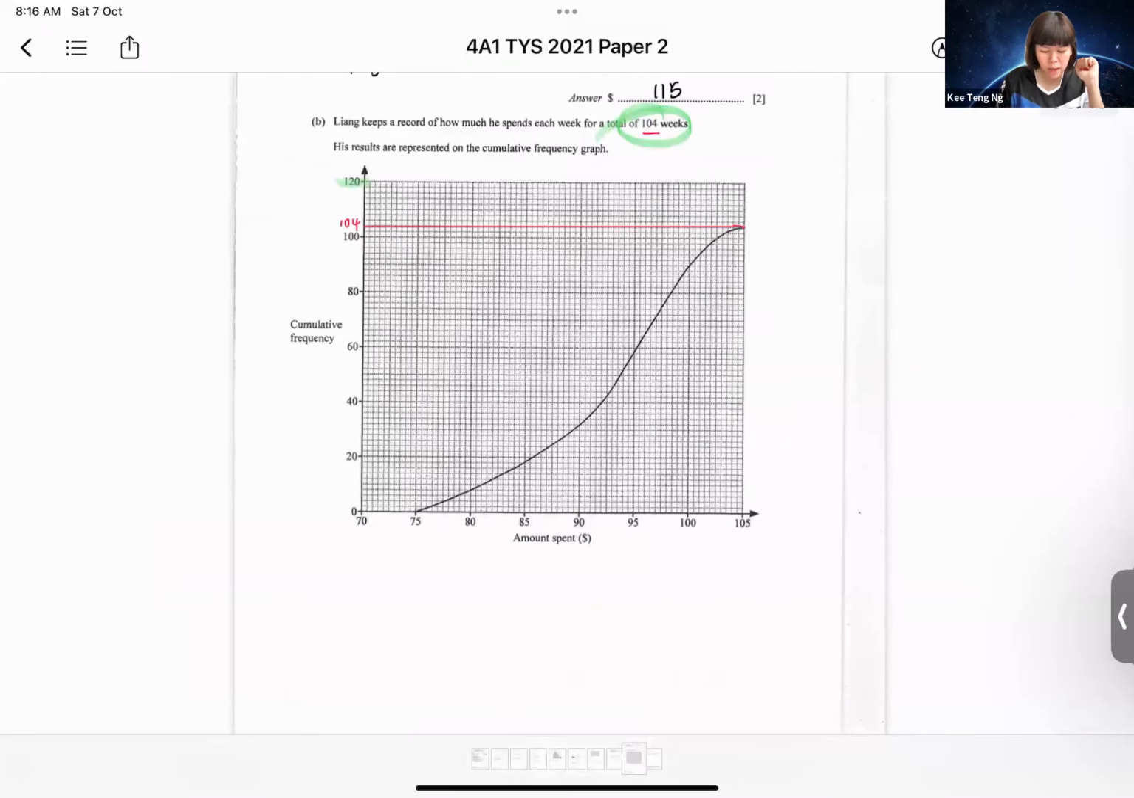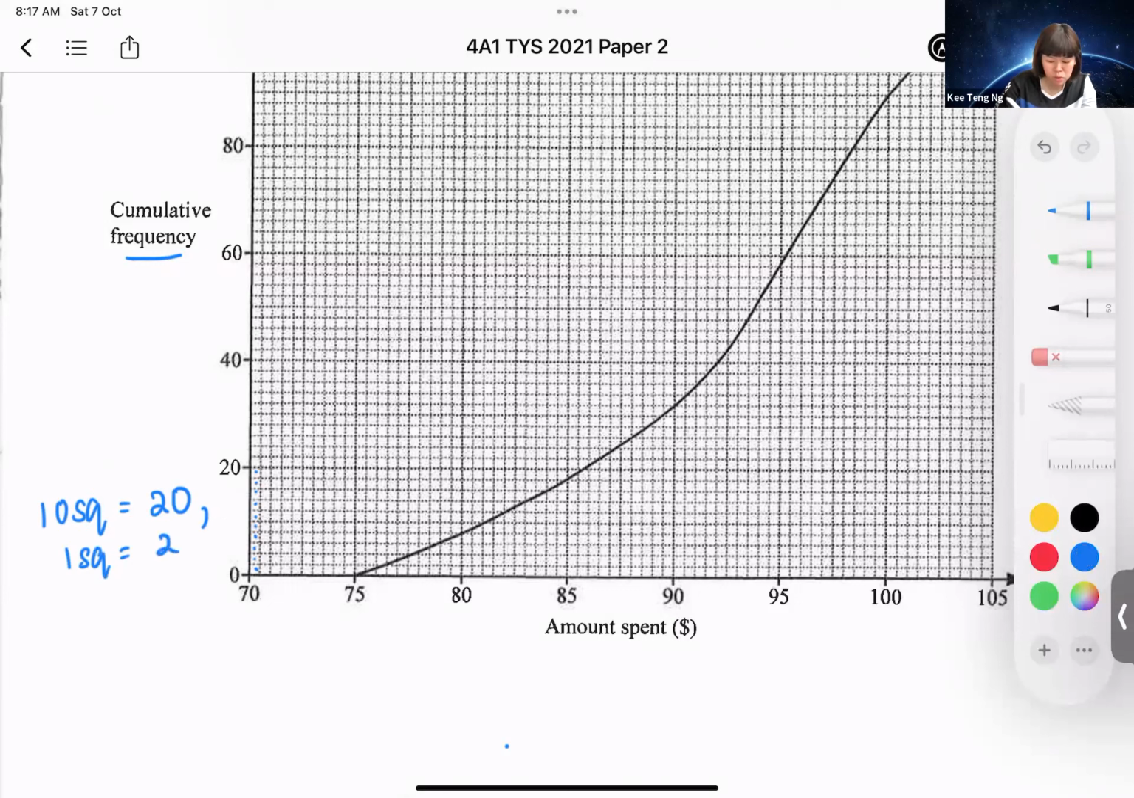How to count the answer? 1, 2, 3, 4, 5, 6, 7, 8, 9, 10. 10 squares represent 20 units. 1 square, you divide by 10, will give you 2 units. So 1 square is 2 units. So 40, 1, 2, 3, 4, 5, 50, 52. So this one will be number 52. Okay, we have to count the scale. Then draw a horizontal straight line to read the value. Okay, we read the value over here.